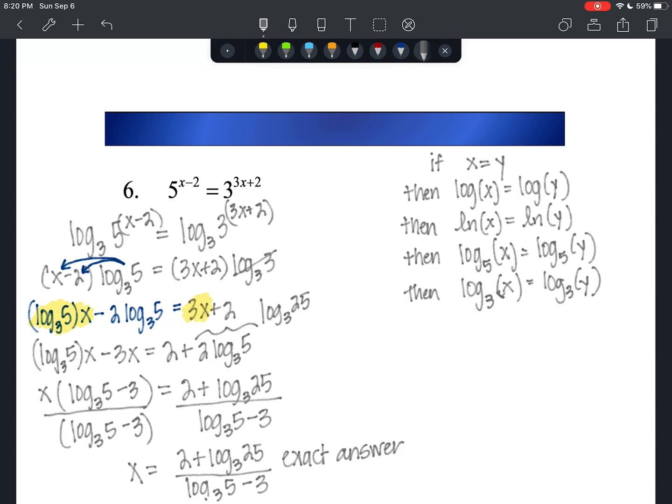Now, why did I go with log base 3? Because this coefficient was 3x. So I figured that if I did log base 3 of both sides, I would just have that 3x by itself. And then I'd be multiplying this x by log base 3 of 5. But it really doesn't matter whether you do log base 3 of both sides or log base 5 of both sides. So that's our exact answer.